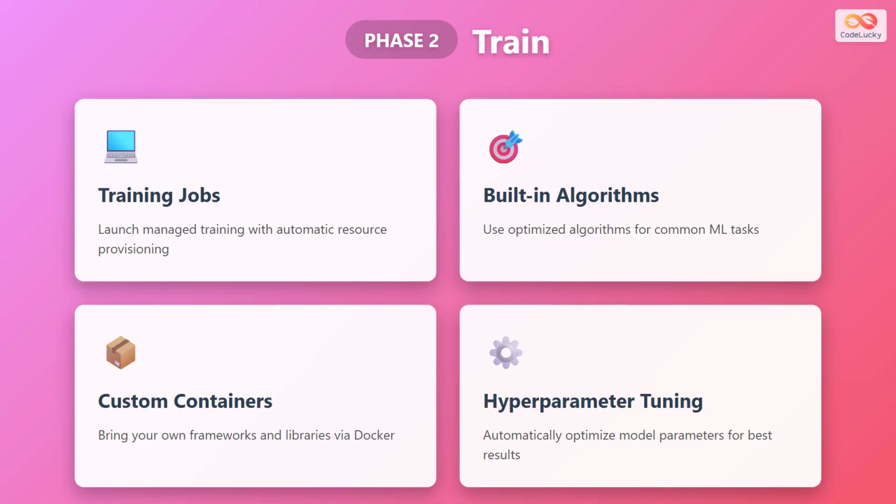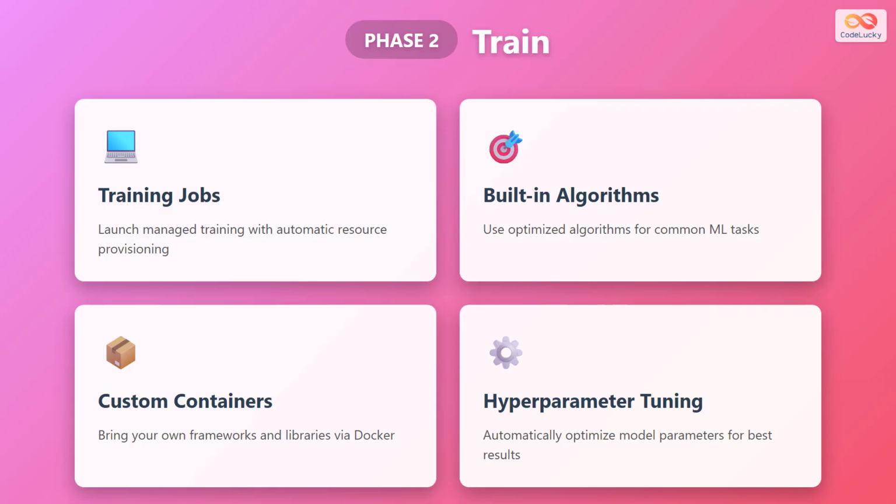Moving to the train phase, SageMaker offers multiple options for training your models. Training jobs allow you to launch managed training with automatic resource provisioning. You simply specify your algorithm, data location, and compute requirements, and SageMaker handles the rest. Built-in algorithms are optimized implementations for common machine learning tasks like classification, regression, and clustering. These algorithms are pre-installed and optimized to deliver high performance.